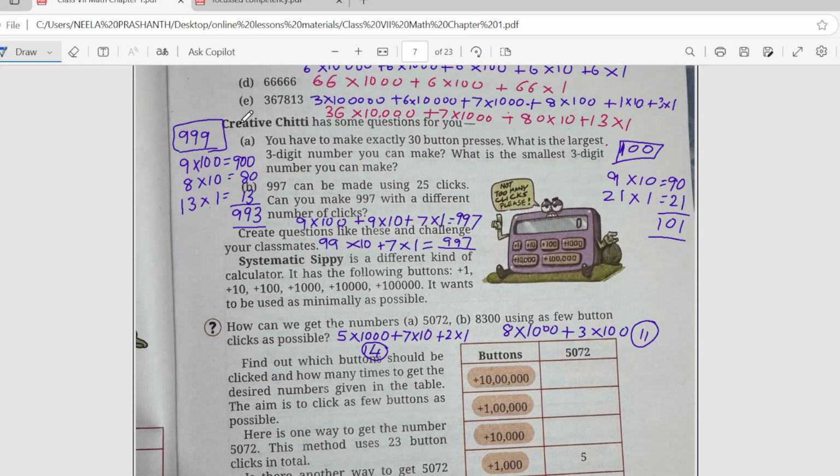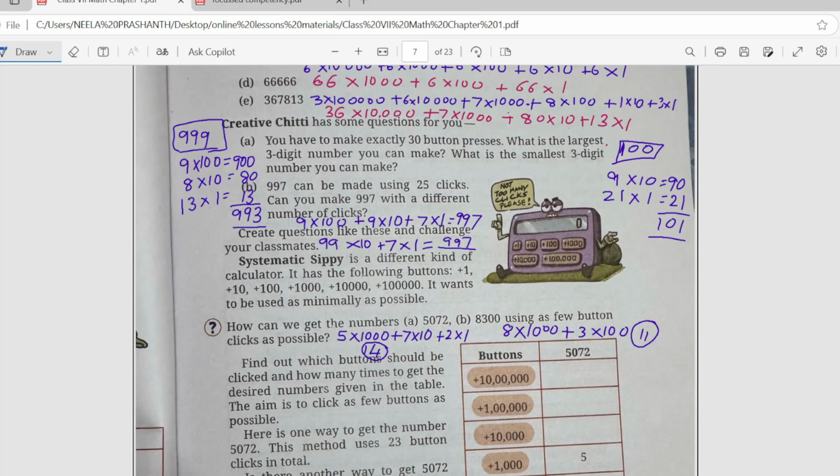Now let us come to the next question. Creative Chitti has some questions for you. Question A. You have to make exactly 30 button presses in some calculator. What is the largest 3-digit number you can make? What is the smallest 3-digit number you can make?